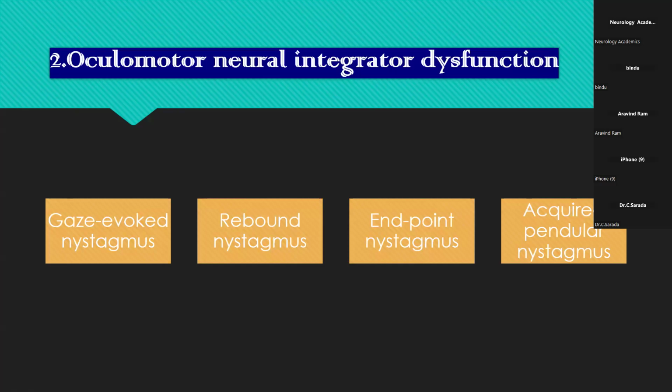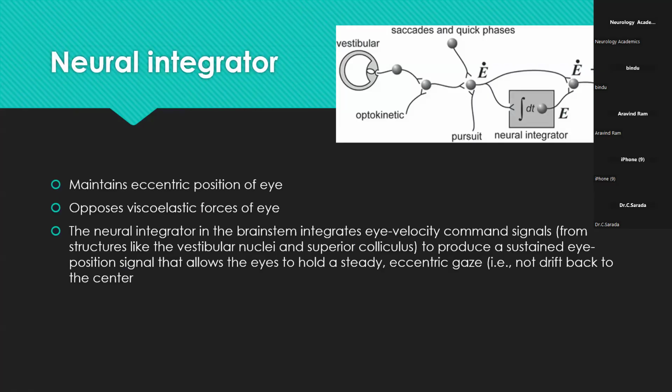Coming to the second mechanism by which nystagmus is caused, which is involvement of the oculomotor neural integrator dysfunction. The important subtypes are gaze-evoked nystagmus, rebound nystagmus, endpoint nystagmus, and acquired pendular nystagmus, of which endpoint nystagmus is a physiological nystagmus. So the neural integrator is the mechanism by which we can maintain our eyes in an eccentric position. And usually in eccentric position, the viscoelastic forces of the eye will force the eye to move towards the primary position, which has the least viscoelastic forces on it.